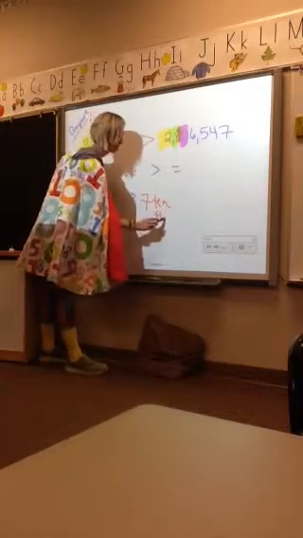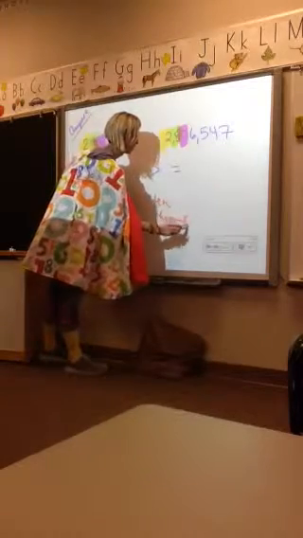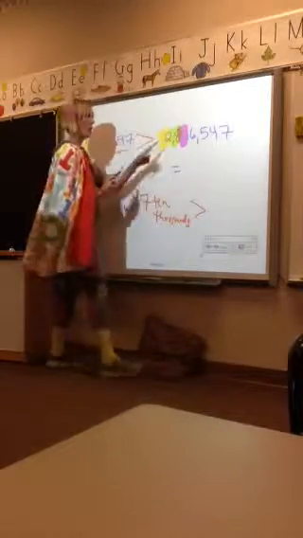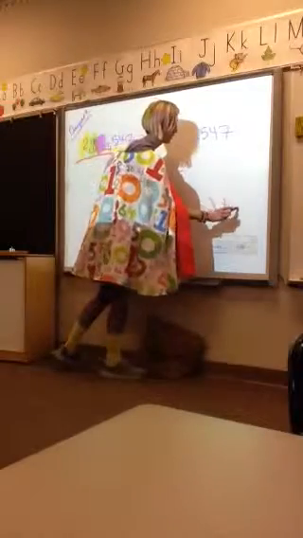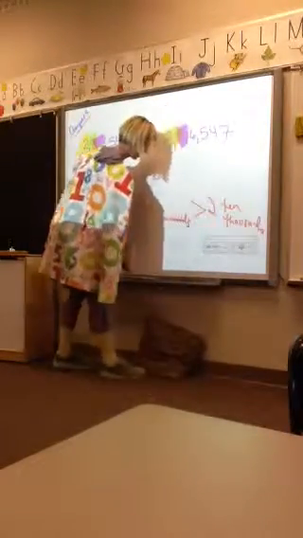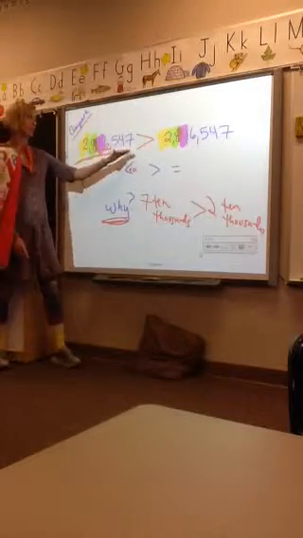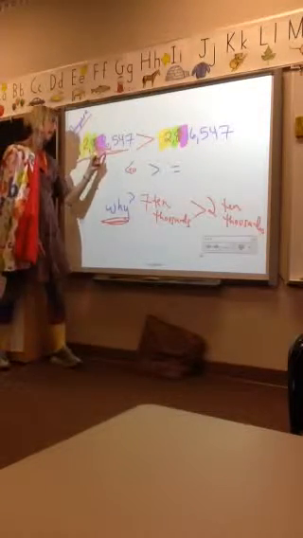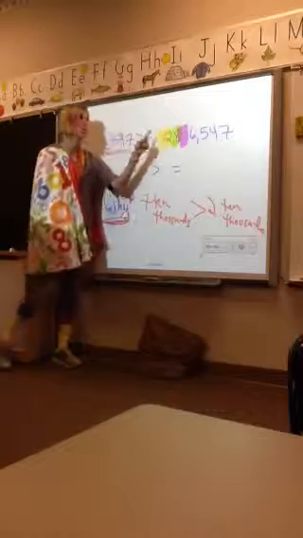It's in the thousands period, but it's the 10,000s. 7 10,000s is greater than 2 10,000s. Okay? And that's how I know that this big number, 2,876,547, is greater than 2,826,547.